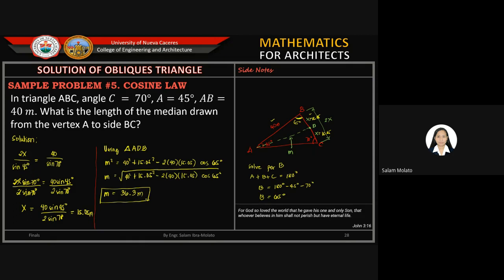All right. Again, if you have question, please comment down below, and we will discuss it in an online face-to-face class. Okay. So I think this is the last example under cosine law. No, actually, this is a combination of the cosine and sine law. So pinakita ko lang sa inyo na we can use that. We can use both, depending on the given.